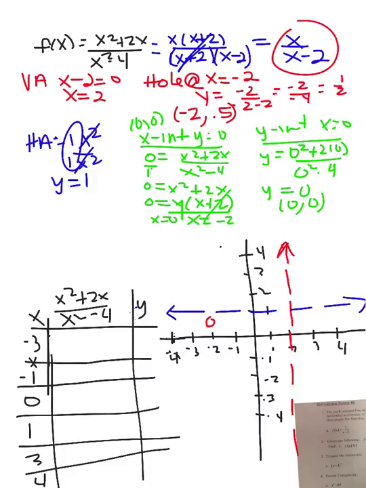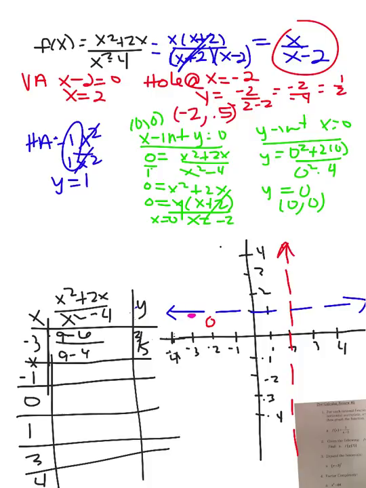Okay, so let's start with -3. So I have -3 squared is 9. 2 times -3 is -6. Over -3 squared is 9 minus 4. So that's -3/5, so that's -0.6, sorry. So it's -3 comma -0.6. So the hole was at 0.5, so it's a tiny bit lower than the hole.